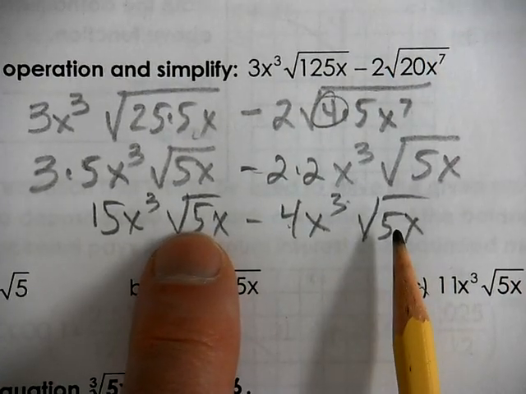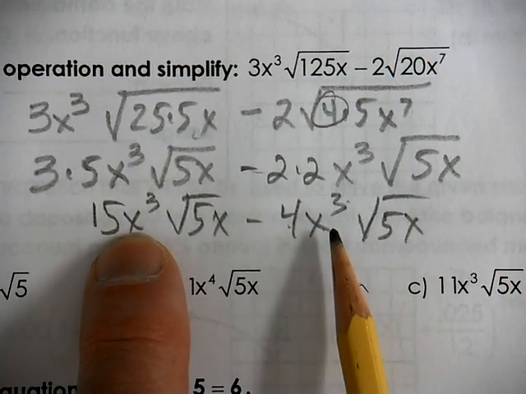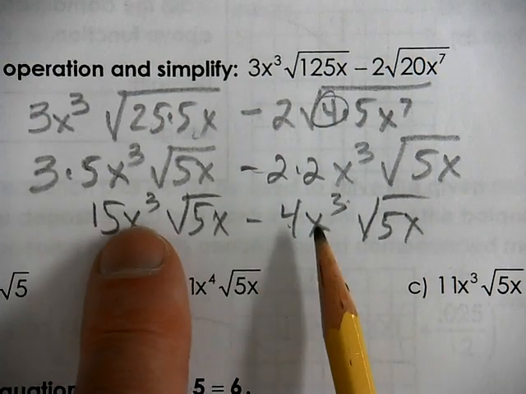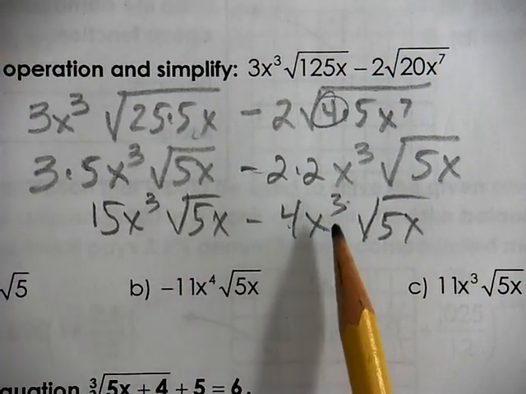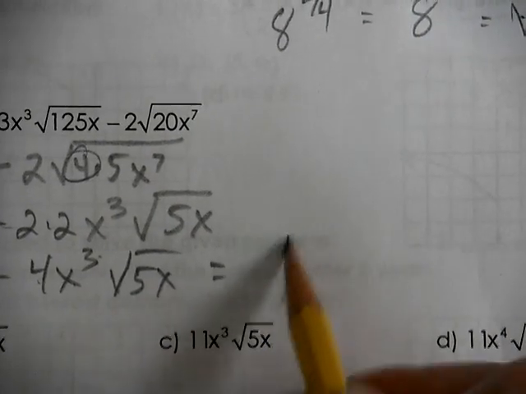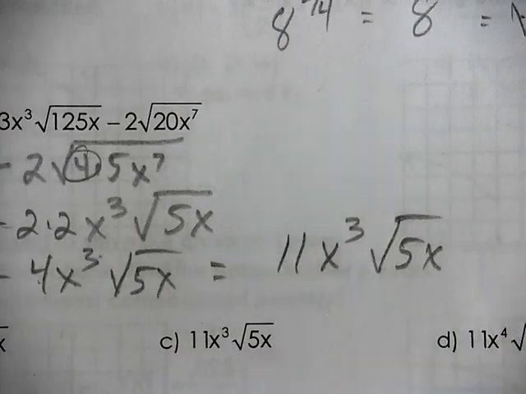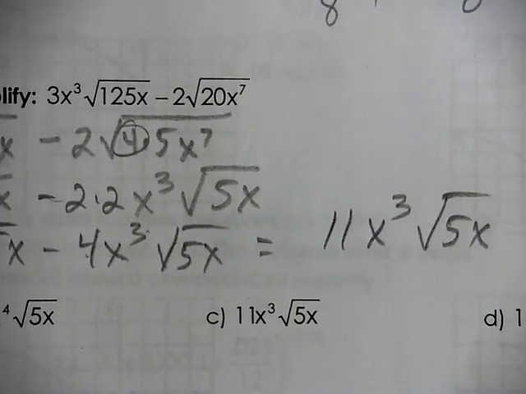So these are the same. That's a requirement. These variables are the same. That's a requirement to be able to subtract numbers. They've got to be like terms. So this is 11 x cubed square root of 5x.